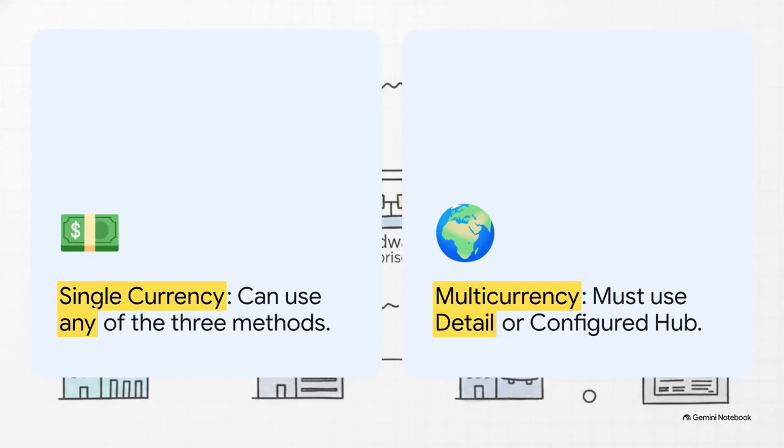Now, here is a massive system constraint you definitely need to watch out for. If you operate in a single currency environment, you've got free rein. You can use any of those three methods. But if your organization uses multiple currencies, the software puts its foot down. You absolutely must use either the detail method or the configured hub method. The standard hub method is totally off the table. Keep that limitation in mind as your company expands globally.